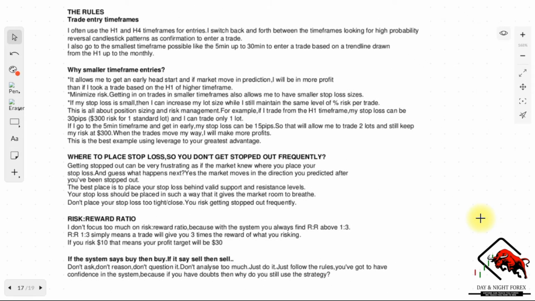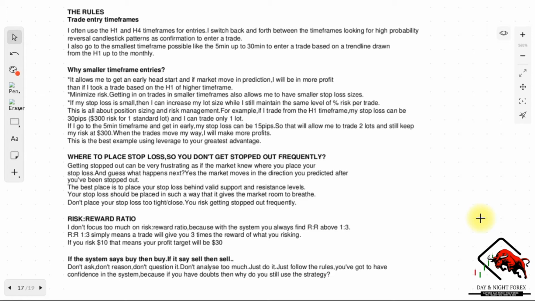It allows me to get an early head start, and if the market moves as predicted, I will be in more profit than if I took the trade based on the H1 or higher time frame. So as I said, if you're going to wait for a pin bar on the H1, compared to entering a trade based on a pin bar on the 15 minute in the same direction, or a W confirmation on a 15 minute compared to a W formation that is busy forming on the H1, you get an early head start on the 15 minute than what you would on the H1. As long as the direction is the same, you should take those trades on the 15 minute chart or the smaller time frame, as long as it is confirmed and it's near the significant support and resistance levels that you've drawn on the upper time frame.